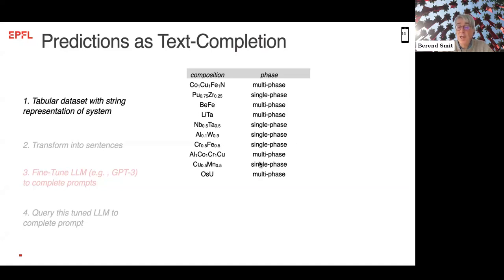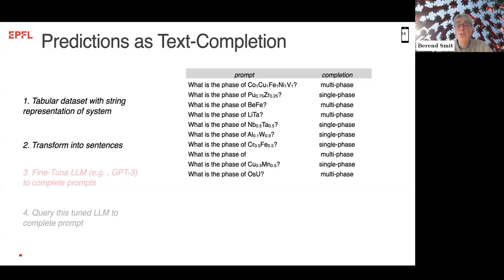Since this is a language model, ChatGPT, we need to convert this into a question. So here is the way we convert that into a question. What is the phase of this high entropy alloy? You see some examples, and here's the answer. It's multi-phase or single phase. So this is, in terms of machine learning, a classification problem. It's just a 0 or 1.